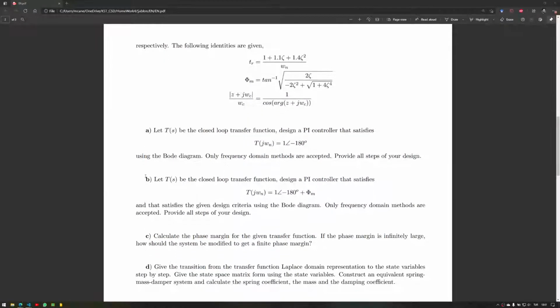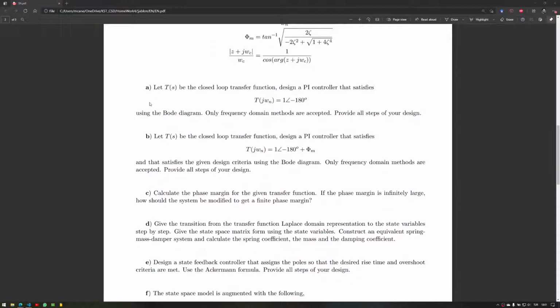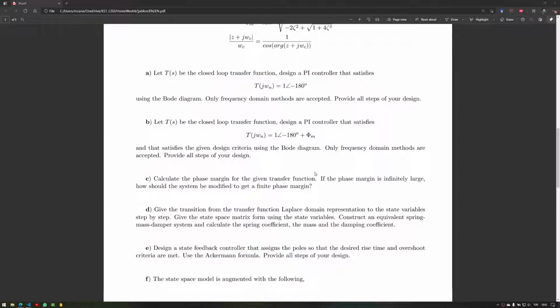So if you figure out A, which heavily relies on this identity here given, B will be very simple, because it's the same idea. The only difference here is that we are not looking basically at the closed loop stability point. We are looking at the closed loop design. So we are trying to match the criteria that is given to us. So basically, if you figure out A, B will be very easy.